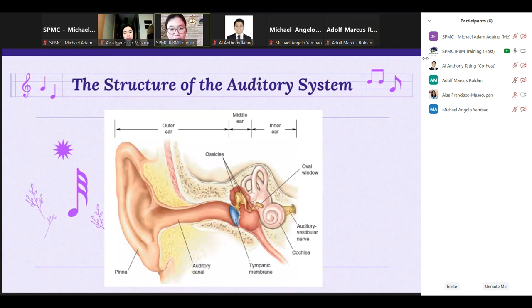So the auditory system is divided into the outer ear, middle ear, and the inner ear. So the structures from the pinna up to the tympanic membrane, this is the outer ear. So the middle ear constitutes the ossicles and the ear muscles here, which I will also be discussing later. And the apparatus medial to the oval window is the inner ear. So everything here is the inner ear.